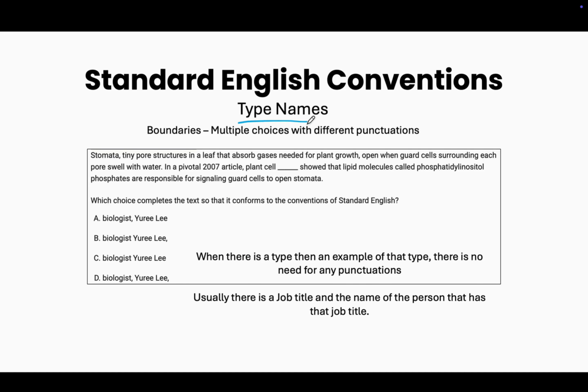Next up, we'll discuss type names. So this is when you have a type, then an example of that type. Then there is no punctuation needed. So usually there is a job title, then the name of the person that has that job title. For example, biologist Yurei Lee. So because there's first a job title, then the name of a person that does that job title, then it is a type name question. So there's no punctuation required, meaning we'll pick the choice without any punctuation.